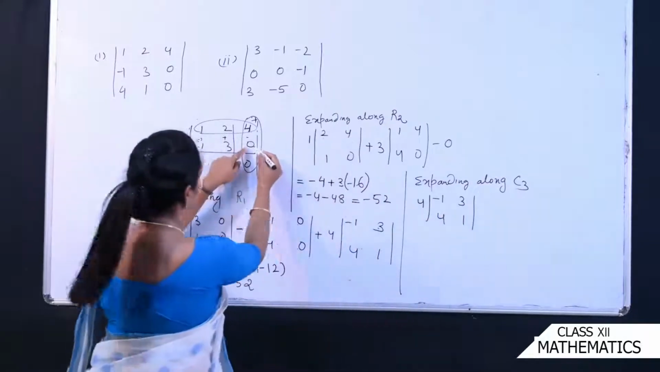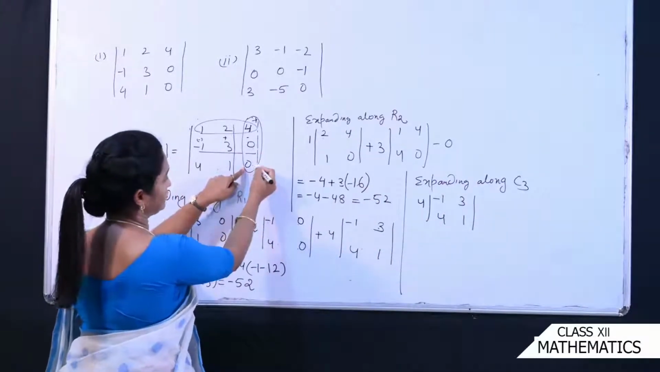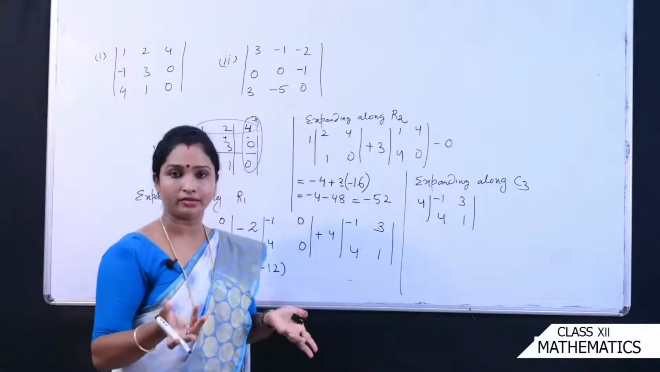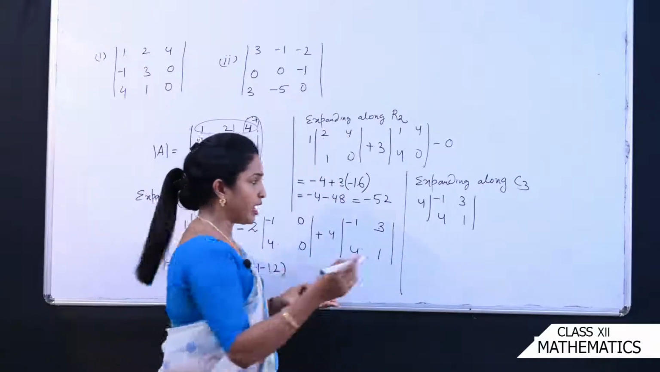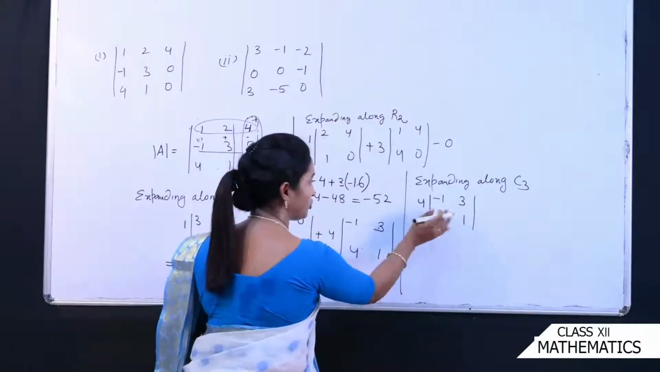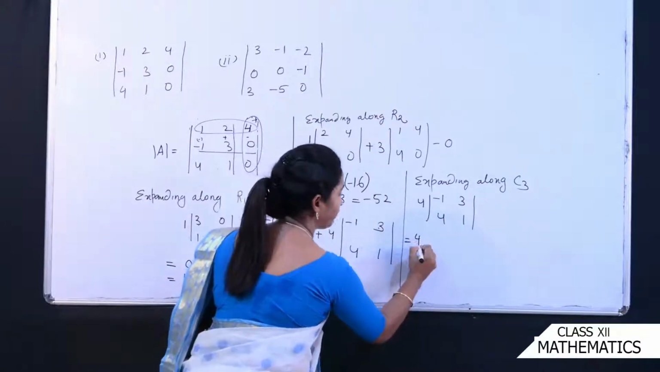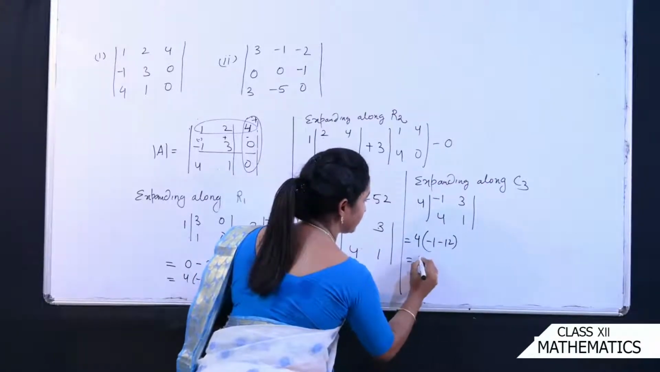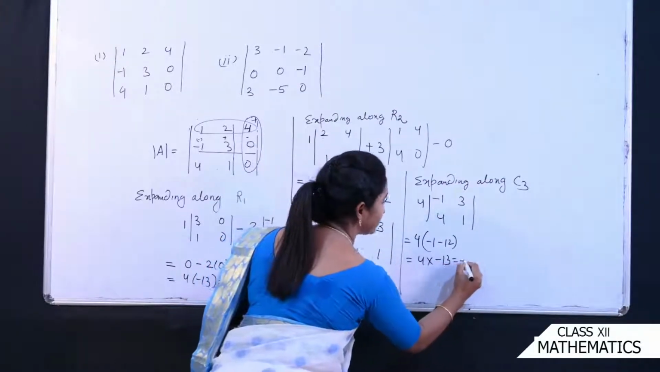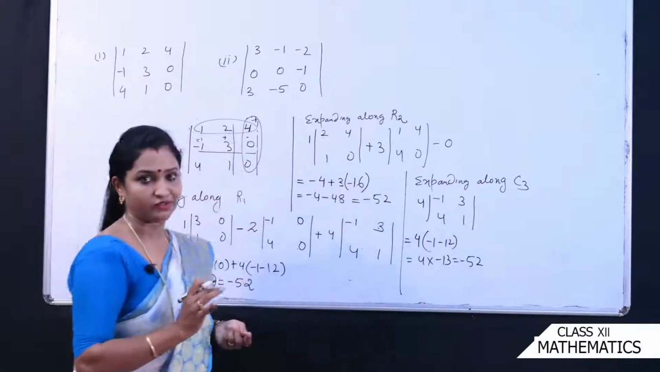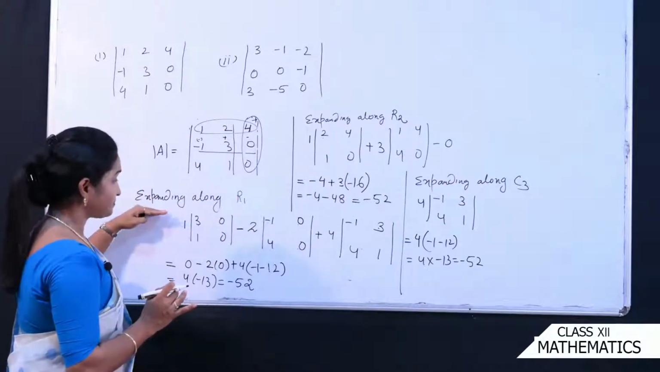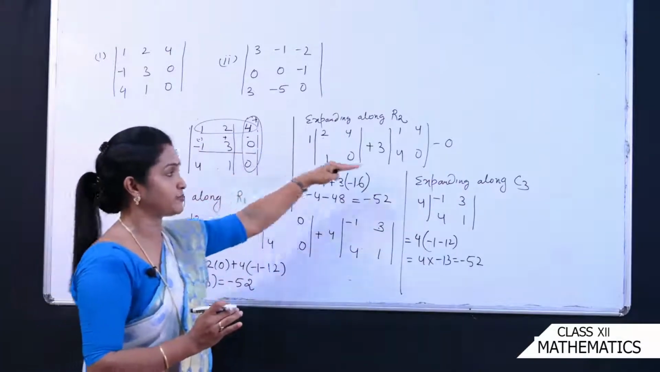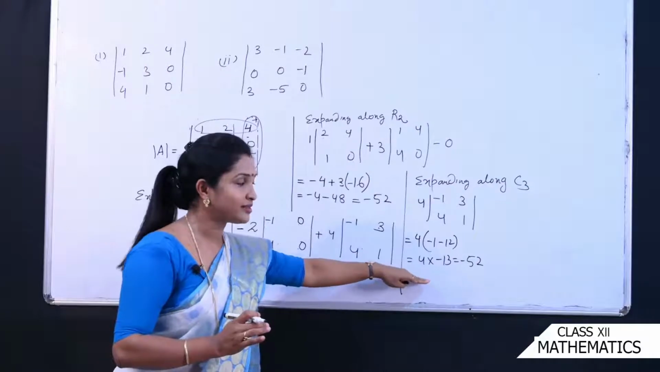Now next, both are 0, you see here both are 0, so no need of writing 0 because when a number is multiplied with 0 the whole term will become 0. So you only write the number that is there. So you got 4 into -1 -12, and that is equal to 4 into -13, and it is -52. Again you got -52. Now look at these three expansions we have done. Which expansion do you feel is easier? The easiest is the third one.